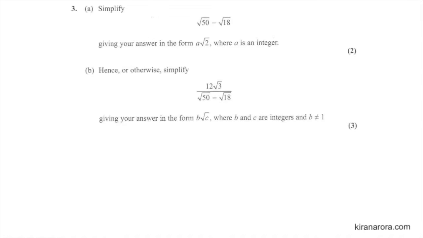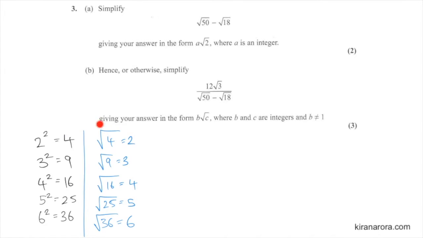Question 3 of the C1 2016 paper is looking at surds, in particular simplifying surds for part A and then rationalising the denominator for part B. To be able to answer 3A, we're going to need to know two things. One, our square numbers, and two, how to actually simplify surds.